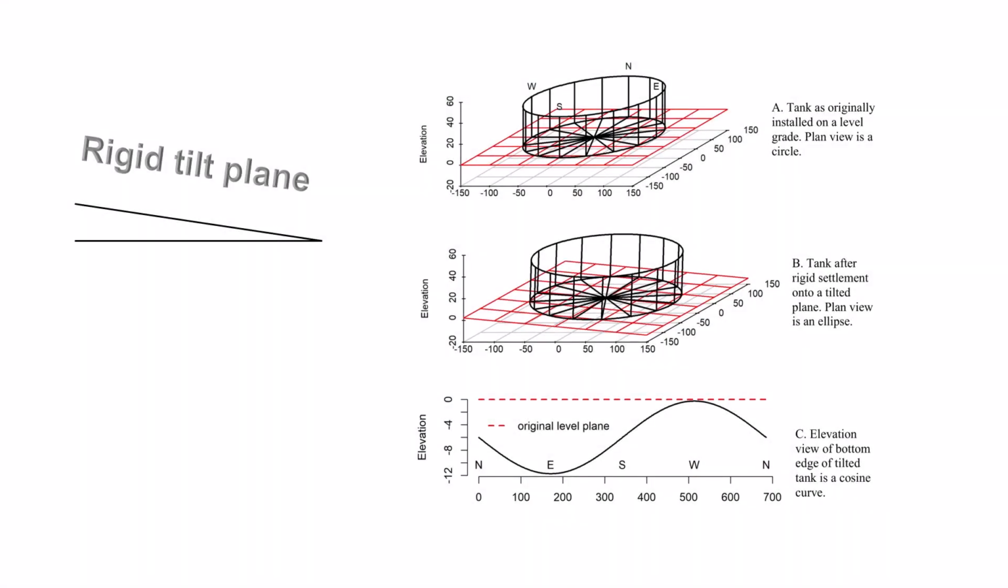A cosine curve represents a rigid tilt plane, as shown. In the top is a new level tank bottom. In the middle, the tank has tilted and settled as a rigid tilt plane. Interestingly, the cosine curve shows the degree of tilt. Note that the tilt does not induce any stresses into the tank.